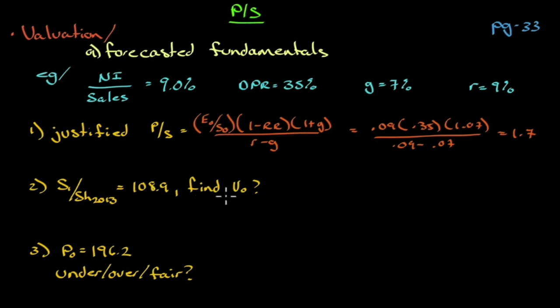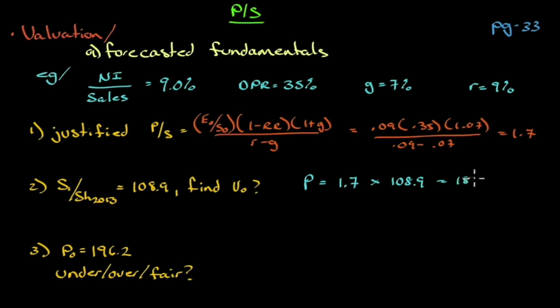What is an intrinsic value for that company? Well, to find V naught, I've got a justified PE. I've got a justified price to sales of 1.7. And I know the sales that I'm forecasting. So given the fundamentals of the company, suggesting that a justified price to sales is 1.7, if these are the sales that I'm forecasting, my price must equal my justified price to sales times the sales that I'm forecasting, 108.9.